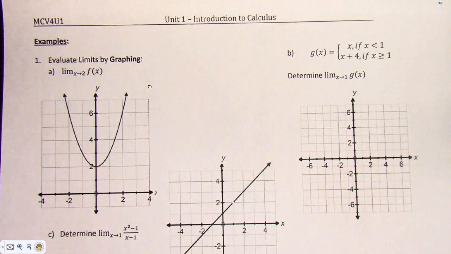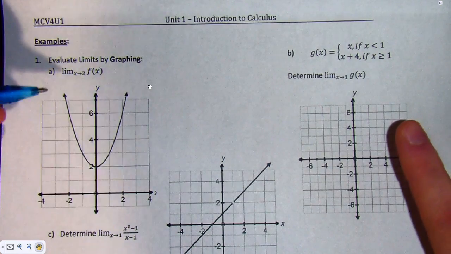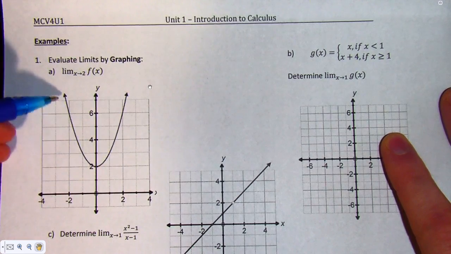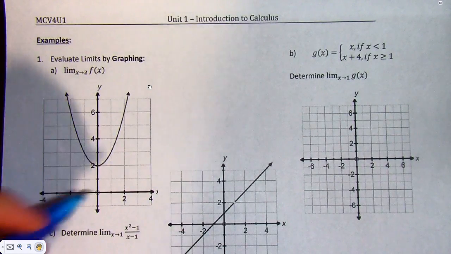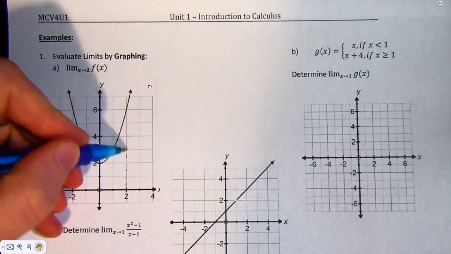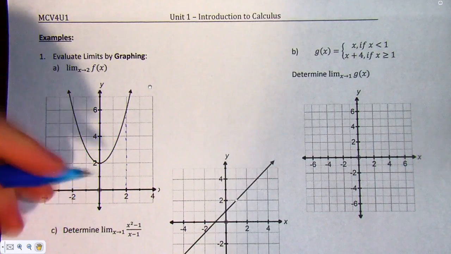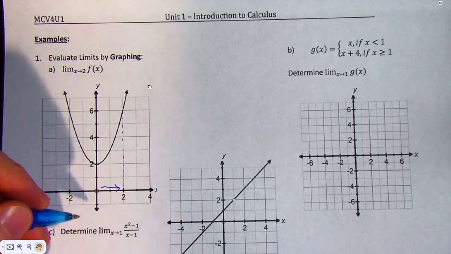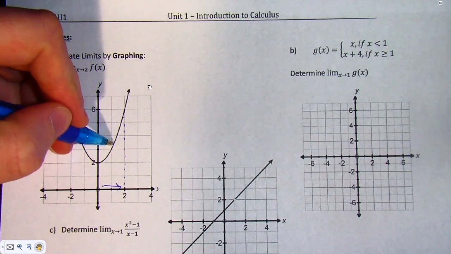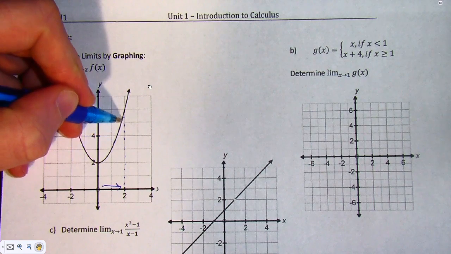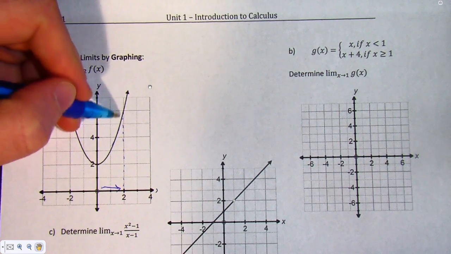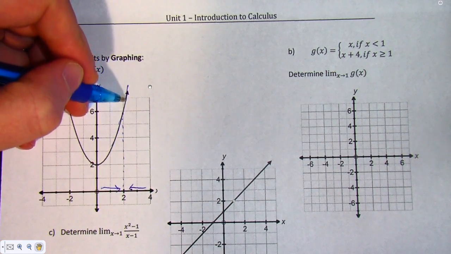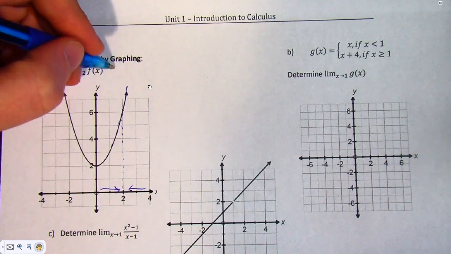Okay. So the first thing we're going to do is look at the limit as x approaches 2 of f of x. Now I've been given f of x here. It's this parabola here. So here's my x value of 2. Okay. And I want to say, as I approach 2 from the left side, what am I getting closer to on the y-axis? So as I get closer and closer to 2, I'm getting closer and closer to 6. Okay. And as I go from the other side, you can see I also come down and I get closer and closer to 6. So the limit itself is just 6.